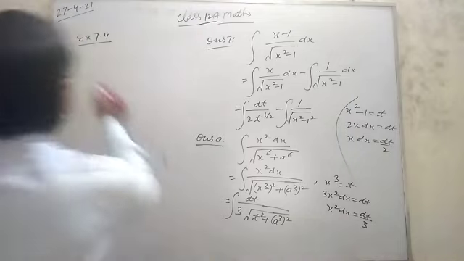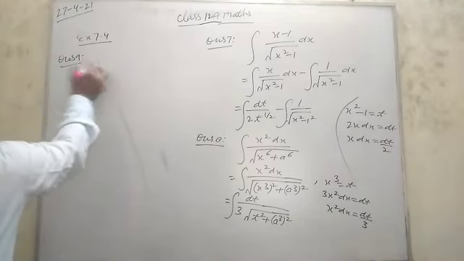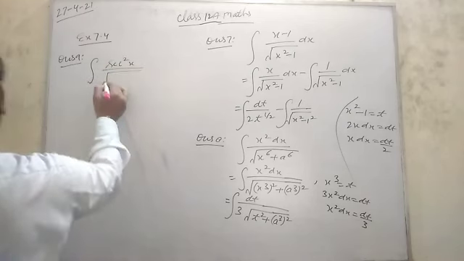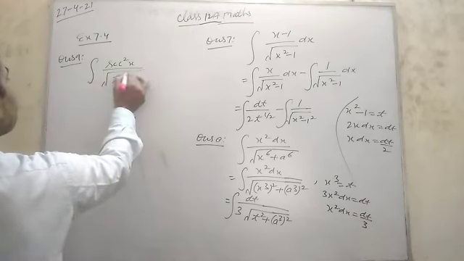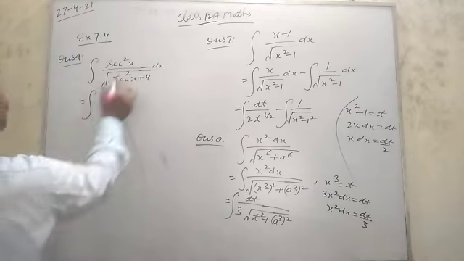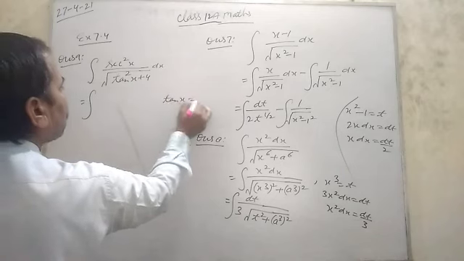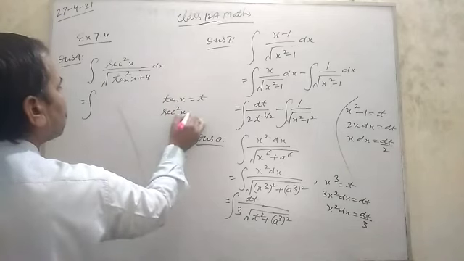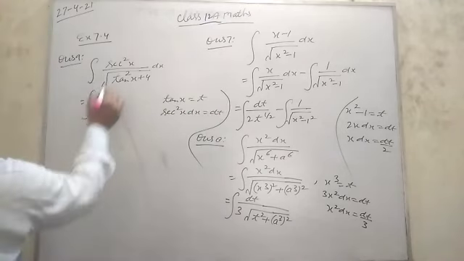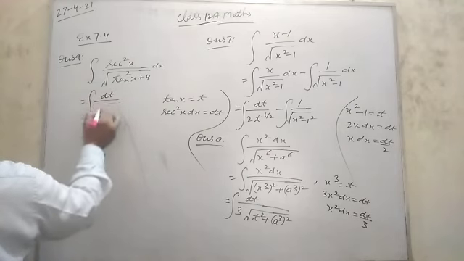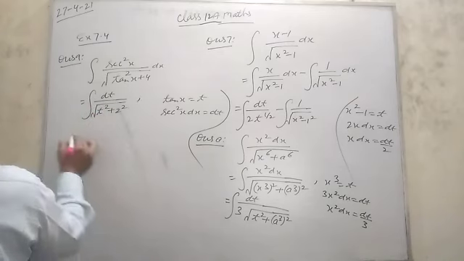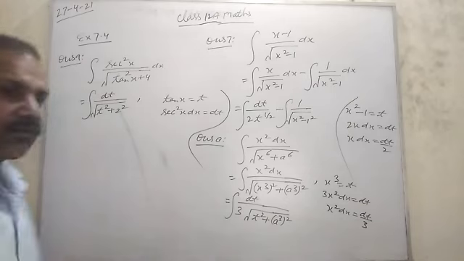Question number 9. sec square x upon under root tan square x plus 4 dx. So tan x suppose t. So tan x there differentiation sec square x dx equal to dt. So sec square x dx, dt upon under root t square plus 2 square. Okay. Then apply formula 1 upon under root t square plus a square.